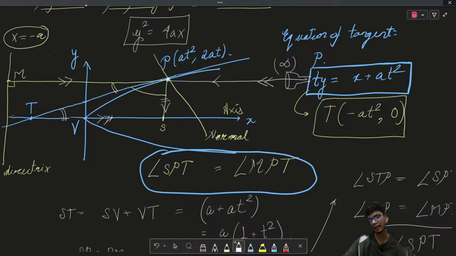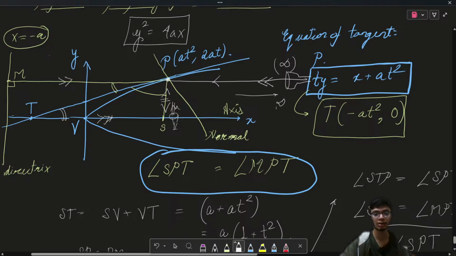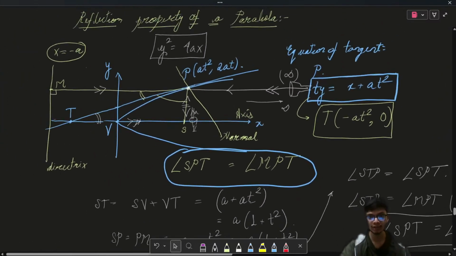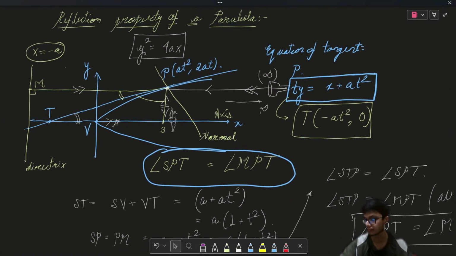In a similar manner, if I have a light source at the focus, then the light from the focus would again reflect and go towards infinity, right? So this is the condition that we use, the geometry of this parabola, to utilize it as a perfect mirror. I hope this condition is clear to all of you.